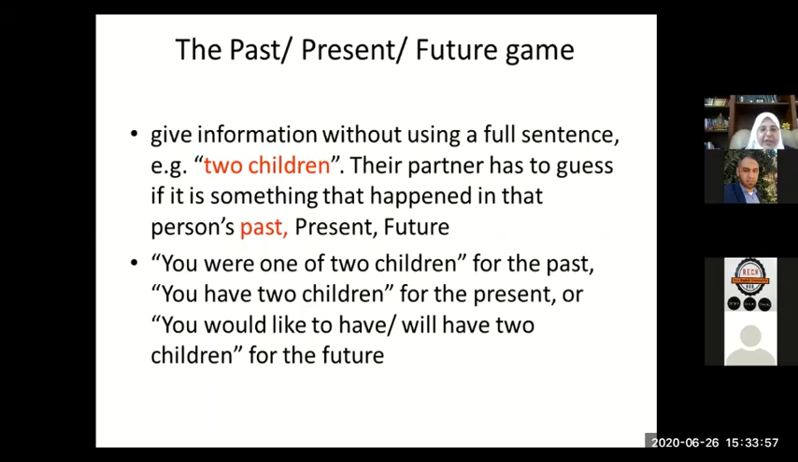Okay, this activity is called the past, the present, the future. So tell them, I will give you a word about myself and you have to guess, did this thing happen to me in the past, present, or future? For example, 2 children. So someone said you were one of 2 children in the past. You have 2 children now for the present. Or you would like to have 2 children in the future.